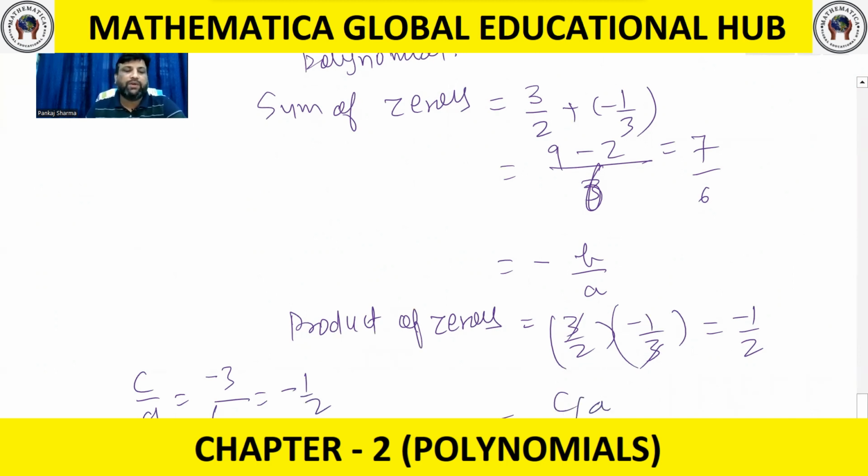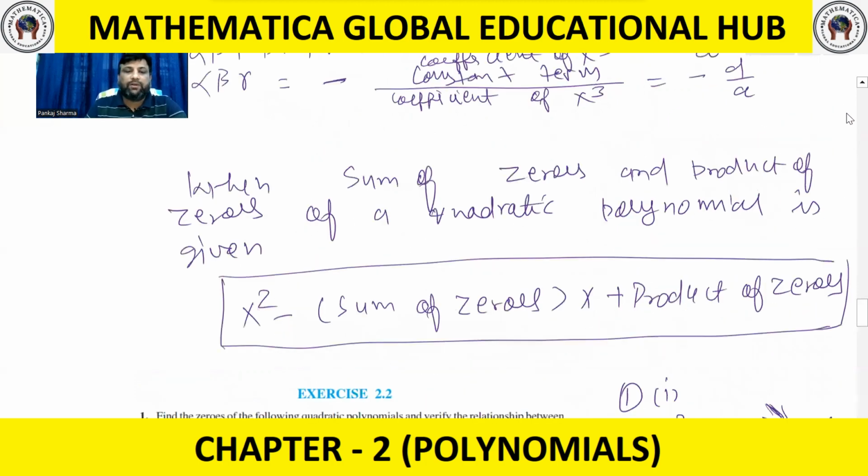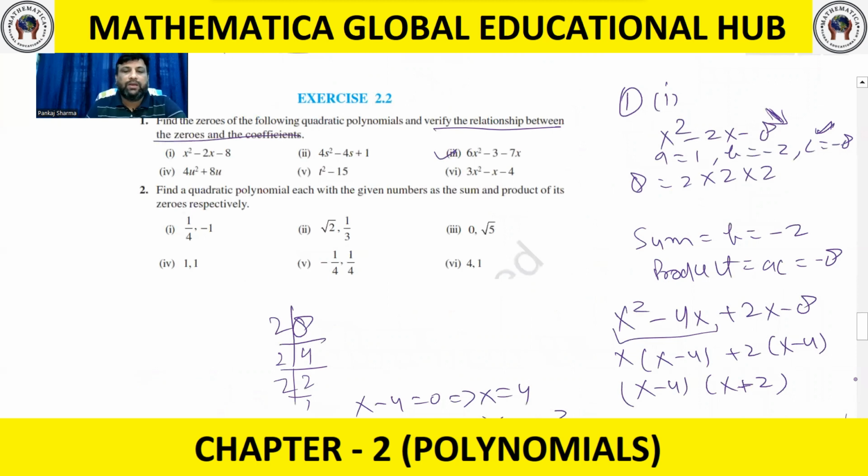So in that way we can verify the relationship of question 3, yes, of exercise 2.2. Similarly, we will do the other questions. You can see, yeah, this question is done, yes. Similarly, we will do the other question, question number 2.